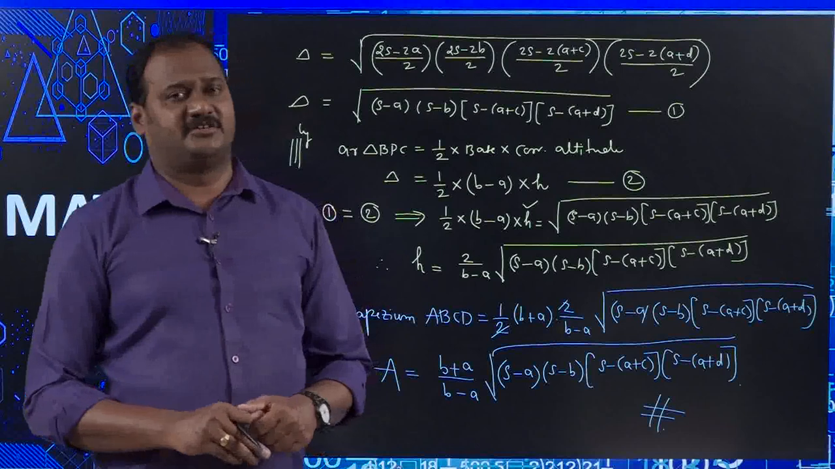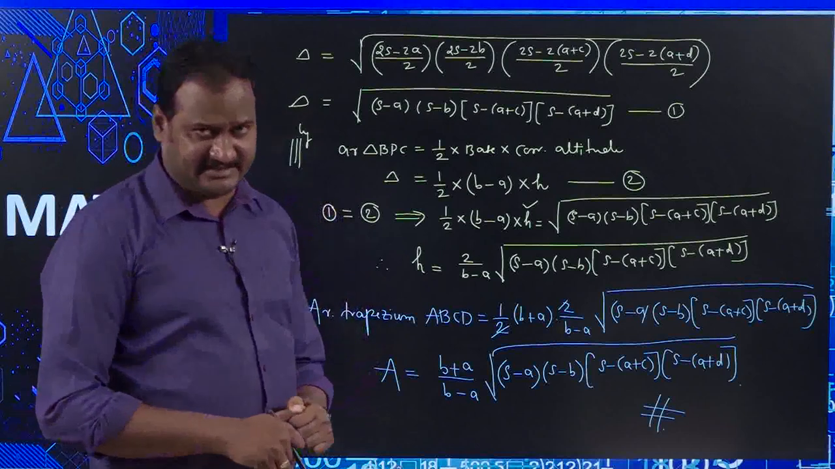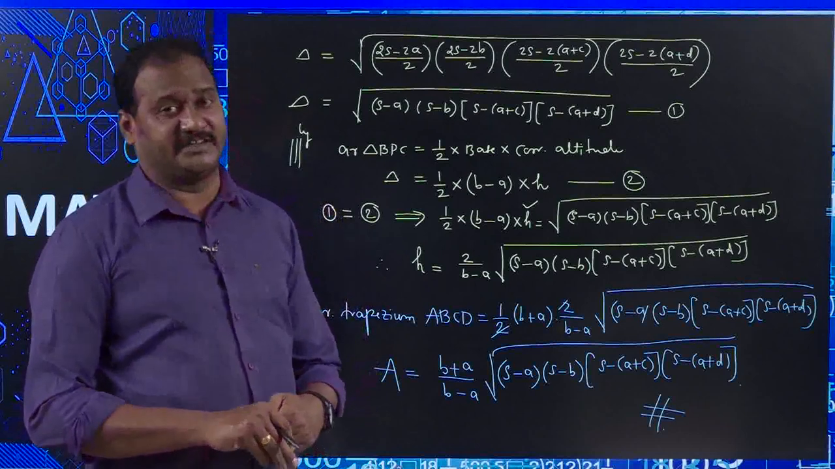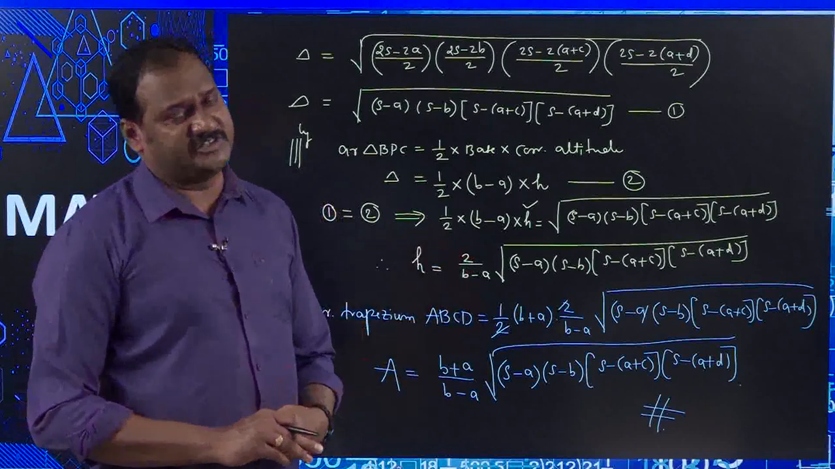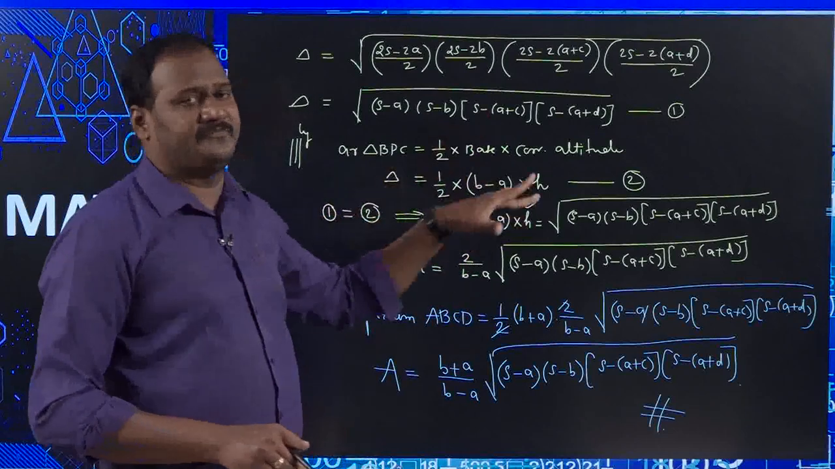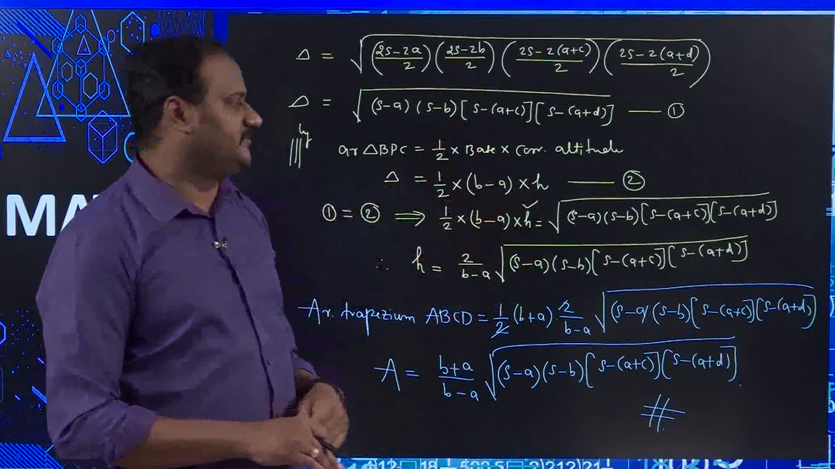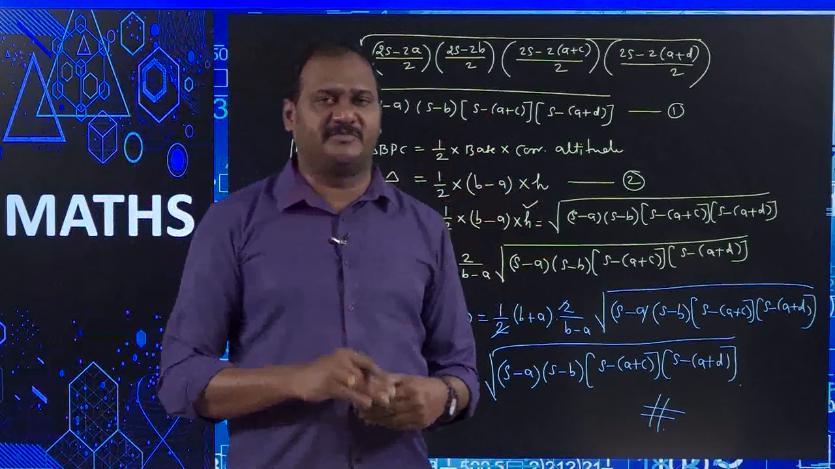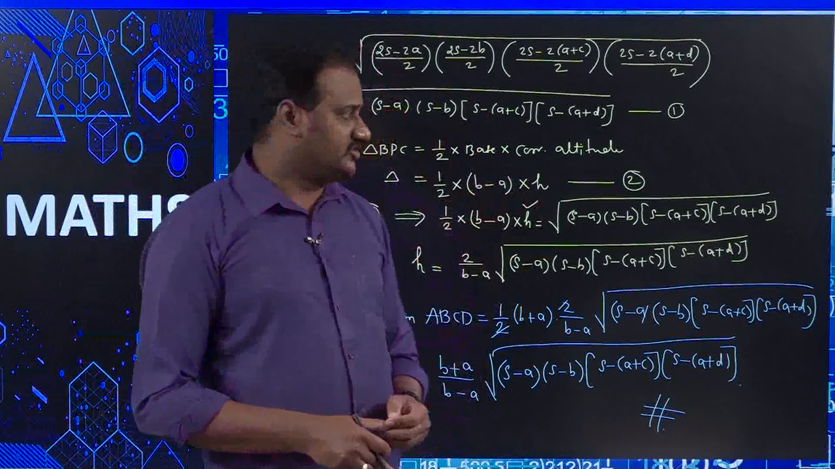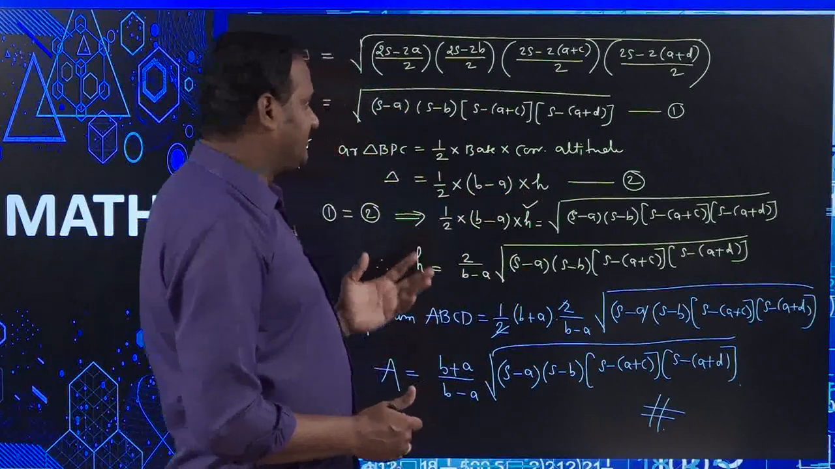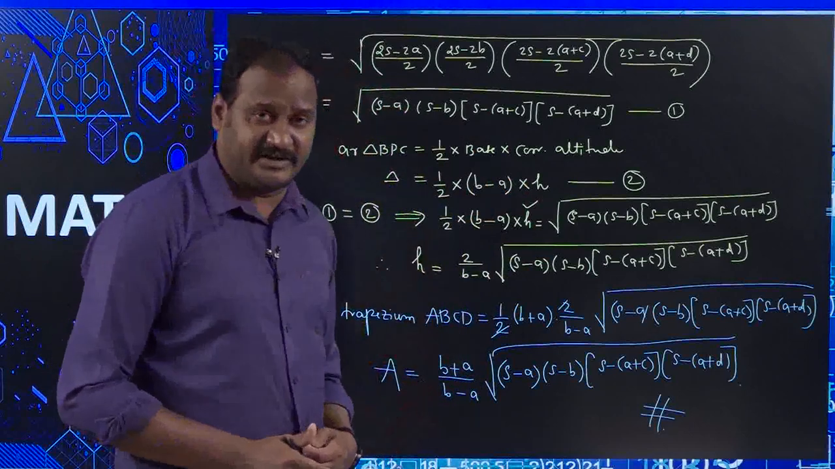In fact, we have one problem in the second exercise, the last problem of exercise 12.2, that depends on this. Of course, without using this formula also, by using the same facts, we can solve the problem. But if you have a ready-made formula, then it would be easier for you to get the solution, if I am not wrong. So, I repeat, what is the formula for area of trapezium when all four sides are given?